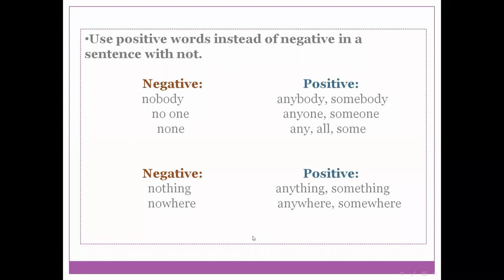Now, the last thing that we will study today, examples about negative words and examples about positive words. To make it easier for you, you have to memorize them so you will know the negative words and the positive words. Use positive words instead of negative in a sentence with not. When we have not, we can't use another negative word. We have to use positive. For example, we can replace nobody, which is negative, no one, which is negative.